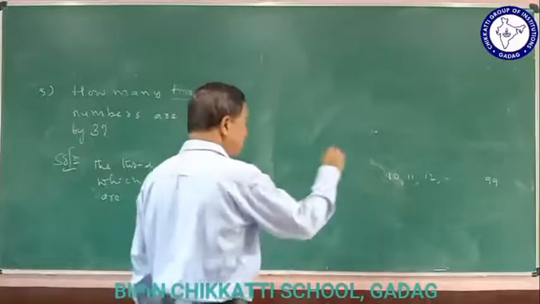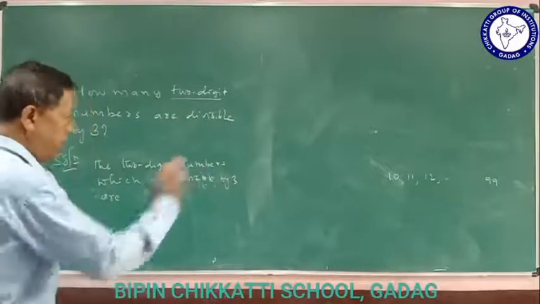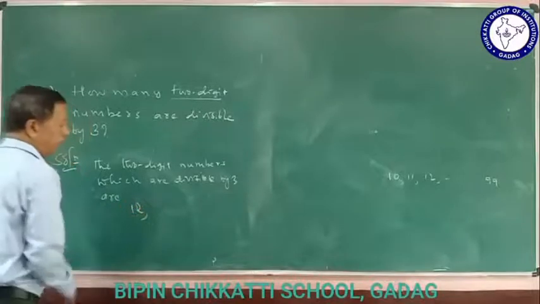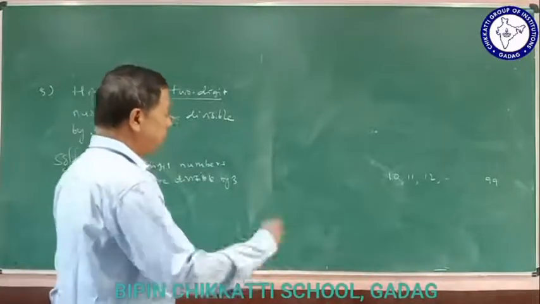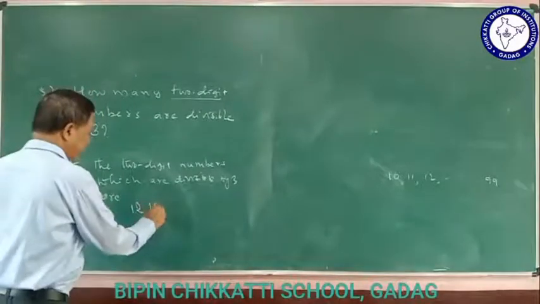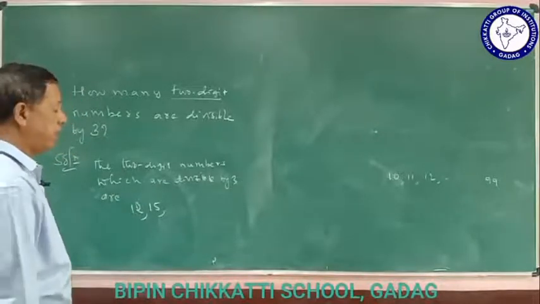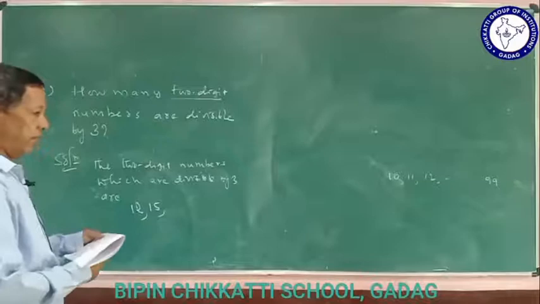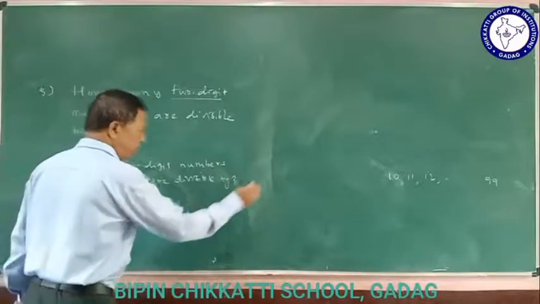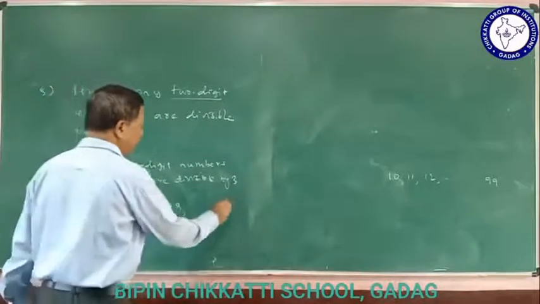But here we want those two-digit numbers divisible by 3. 10 is not divisible. 11 is not divisible. 12 is divisible, so the first number is 12. After that 13 is not, 15 yes, 16 not, 17 not, and the next number is 18. So three numbers are sufficient. On the last side, 99 is divisible by 3. So the last number is 99.